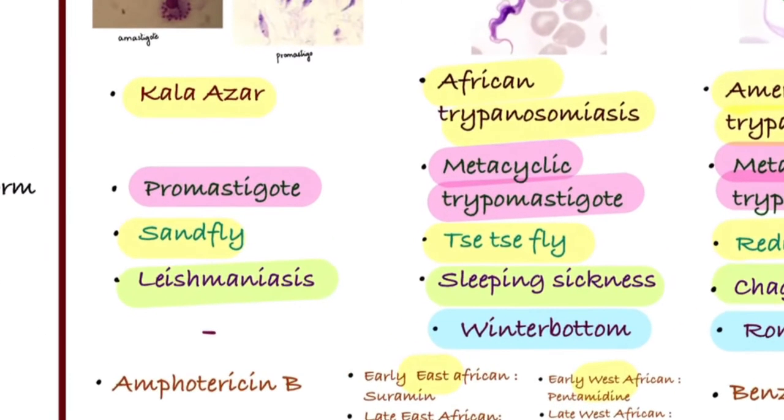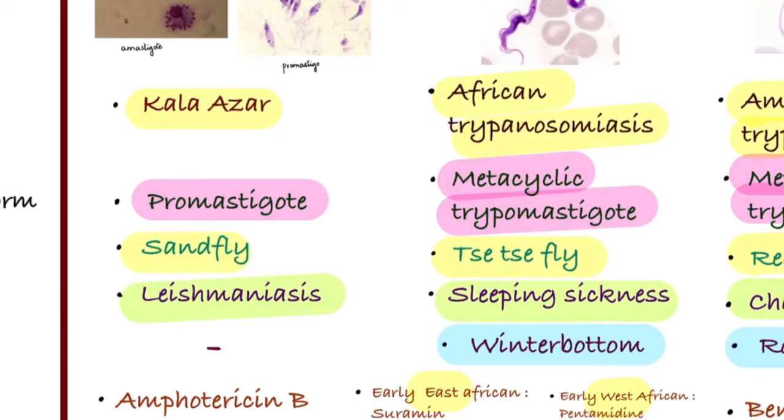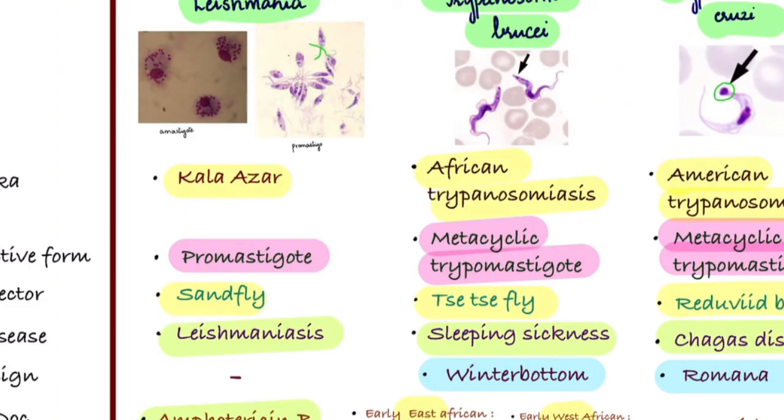So the drug of choice of Leishmaniasis is amphotericin B. Early East African trypanosomiasis drug of choice is suramin. In late East African, drug of choice is melarsoprol. In early West African, the drug of choice is pentamidine, and in late West African, the drug of choice is eflornithine. In Chagas disease, the drug of choice is benznidazole.